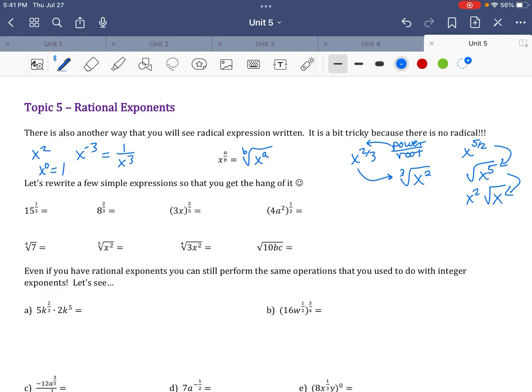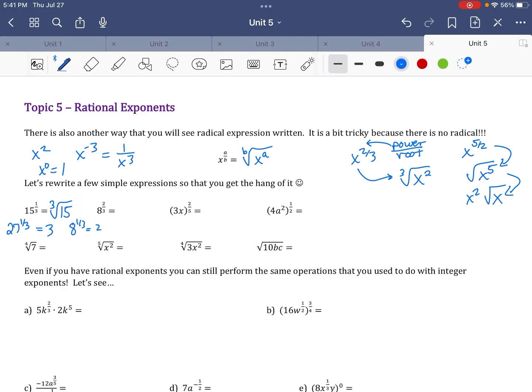All right, so now we're going to rewrite some of these expressions with rational exponents and vice versa. So if you saw 15 to the 1/3, that would be 15 to the first power and cube root. That's an important little thing to note right there. Anything that has a 1/3 power just means cube root. So if you saw 27 to the 1/3, you'd be like, oh, that's cube root of 27. Oh, 3. Or if you saw 8 to the 1/3, that's just cube root of 8, which is 2.